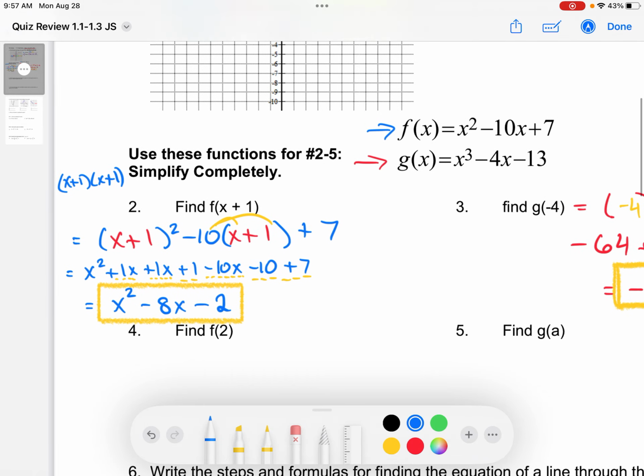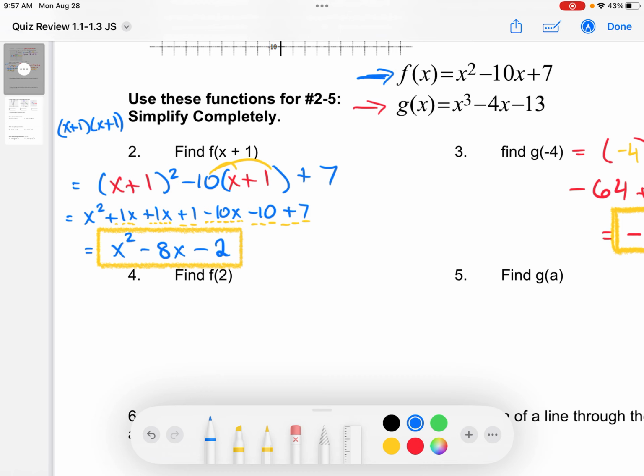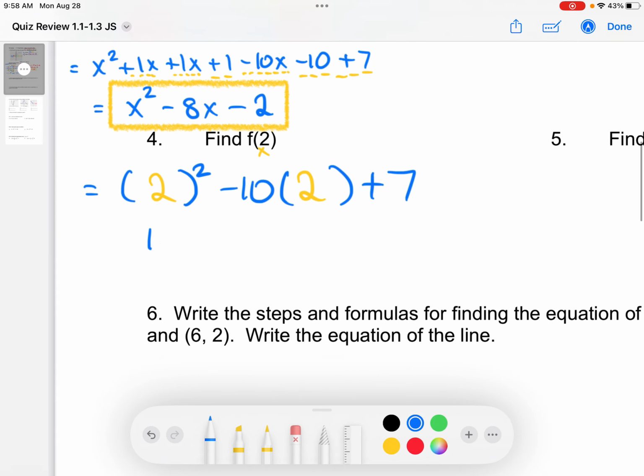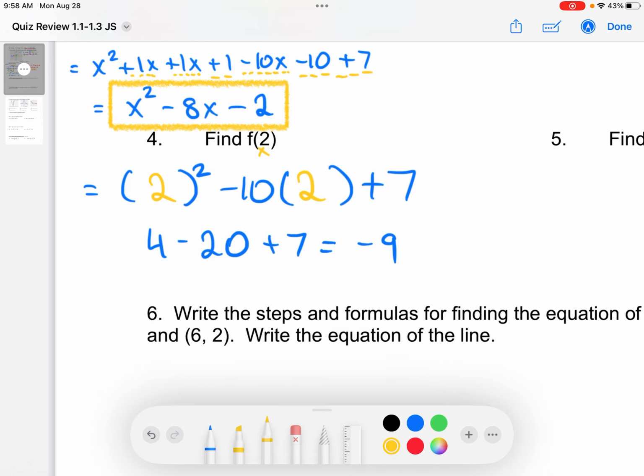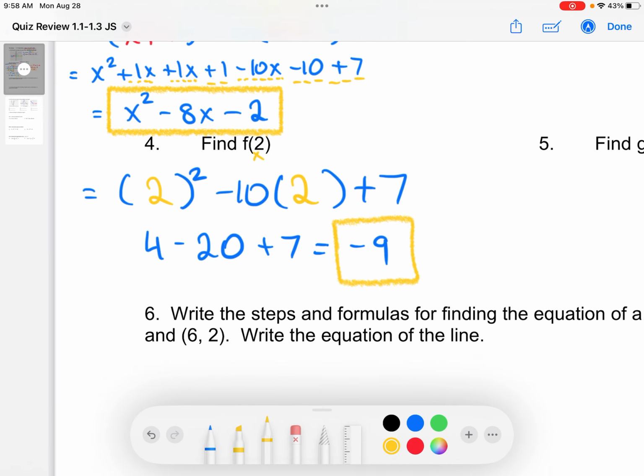On number 4, we are using the f function again. So any x gets replaced with, in this case, the 2. This 2 is the x. So then 2 squared is 4. 10 times 2 is -20. Then plus 7. And that gives us -9. So f of 2 is -9.